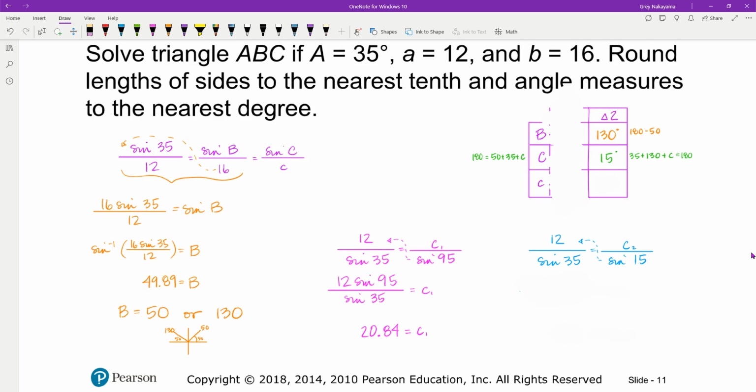So C sub 2 equals 12 times the sine of 15 over the sine of 35. Punch it in your calculator, and you get 5.41. So that's 5.4. And that is what our answers look like. Okay? So you might bookmark this to listen to this explanation again, because it can be confusing for people.